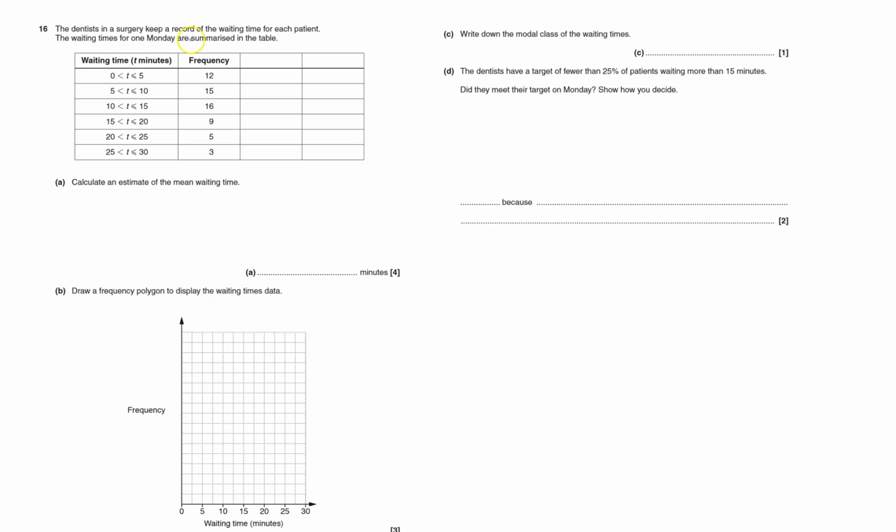Okay, dentists in a surgery keep a record of the waiting time for each patient. The waiting times for one Monday are summarised in the table. So we've got to work out an estimate of the mean waiting time. So I'm going to have to add all these up and divide by how many there are.